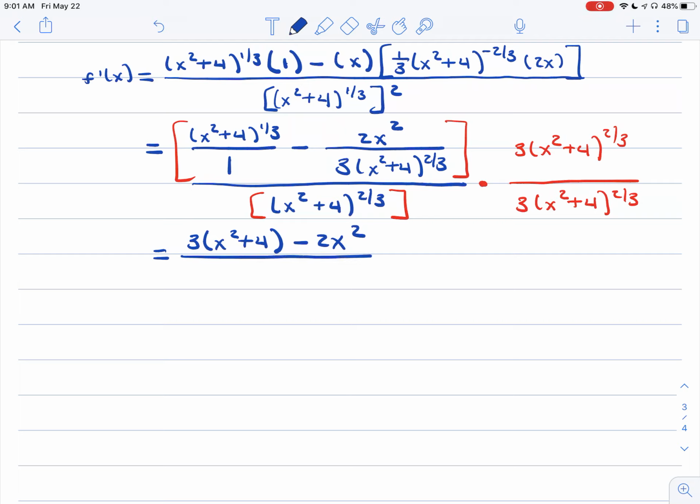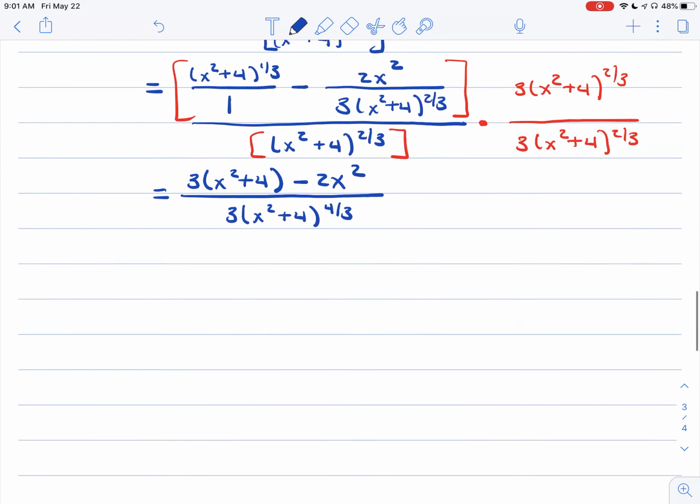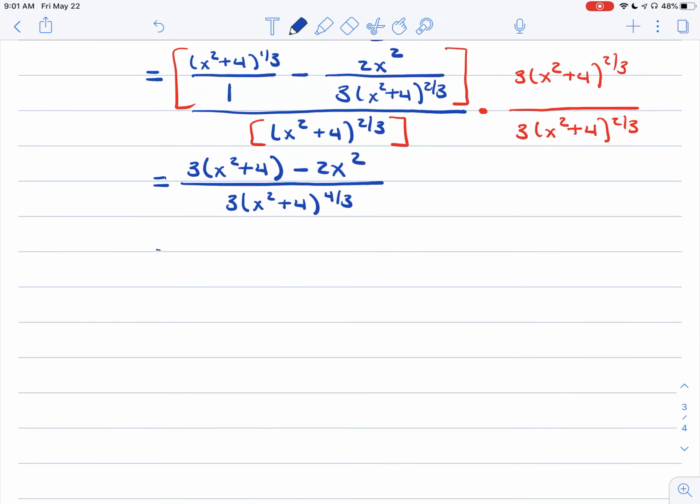Then on the bottom here, we have x squared plus 4 to the 2/3, and we're multiplying by another x squared plus 4 to the 2/3. Again, adding our exponents, that'll become a 4/3. So that's 3 times x squared plus 4 to the power of 4/3. All right, we're almost done.